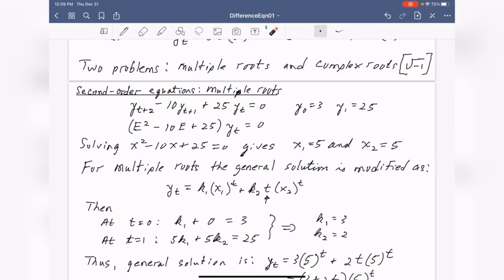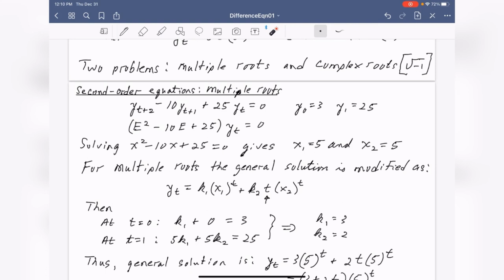So with multiple roots, let's look at this example here. yt plus 2 minus 10yt plus 1 plus 25yt equals 0. We have initial conditions that y at time 0 is 3, y at time 1 is 25. We construct the equation in operator form, E squared minus 10E plus 25 all multiplied by yt equals 0. We find the auxiliary equation, which is x squared minus 10x plus 25 equals 0, which gives us a root of x1 equals 5 equals x2 equals 5.